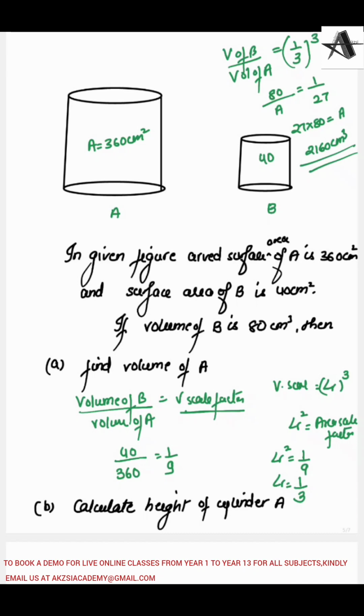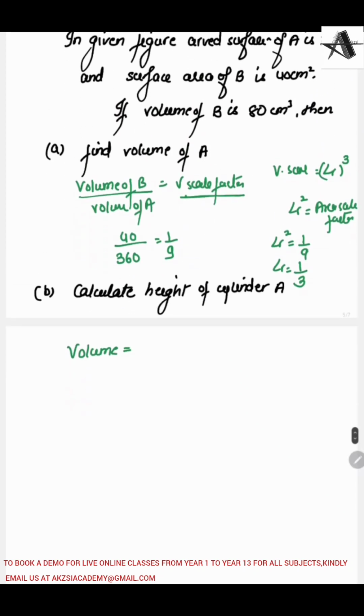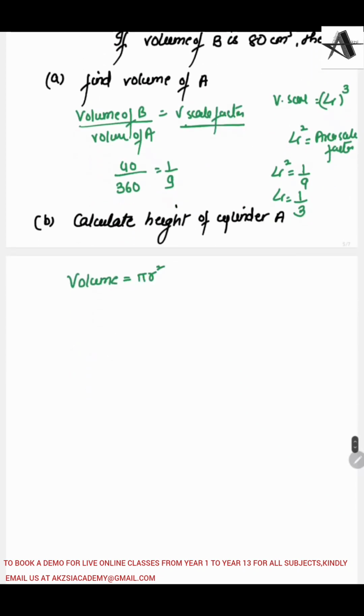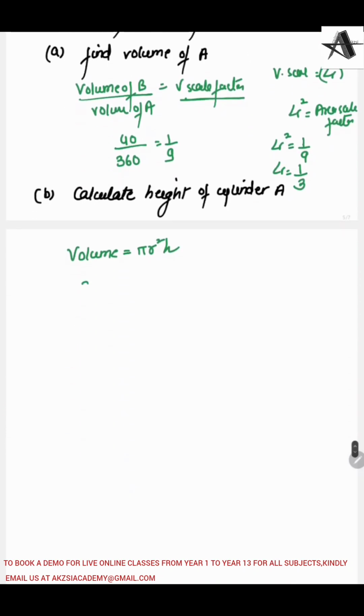Calculate the height of the cylinder A. If I want to calculate height of cylinder A, I can use the formula for volume. Because we have nothing else, we have surface area and we have volume for B or A. So we need to use that. So volume of A is pi r squared h, and volume of A that we have calculated is 2160. So 2160 is equal to pi r squared h. But we have two variables.